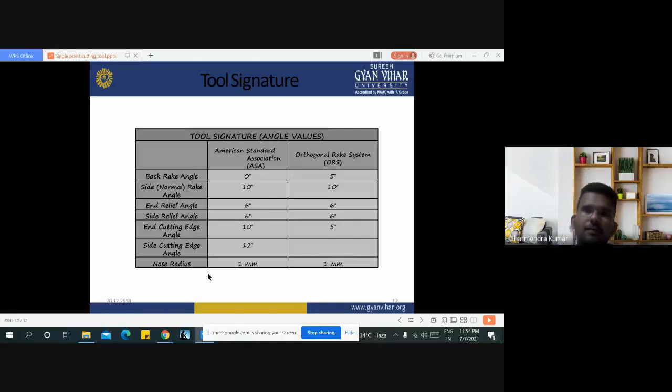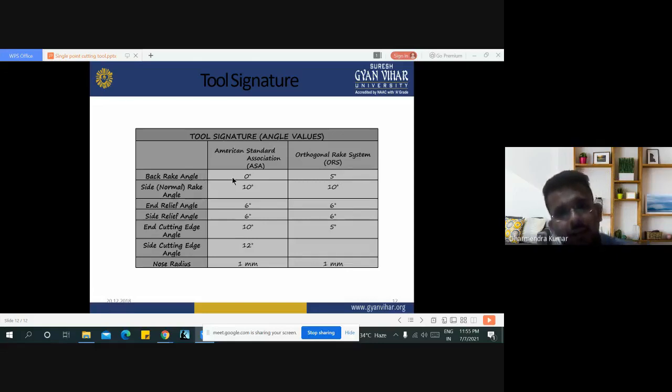the value of the angles in the tool signature. These are the various values which are present in the different planes of a single point cutting tool. According to the American Standards Association, ASA, we can put these values, or we can make our single point cutting tool according to these values, or the orthogonal rake system, ORS. We are considering these degrees of angle while producing or manufacturing a single point cutting tool.